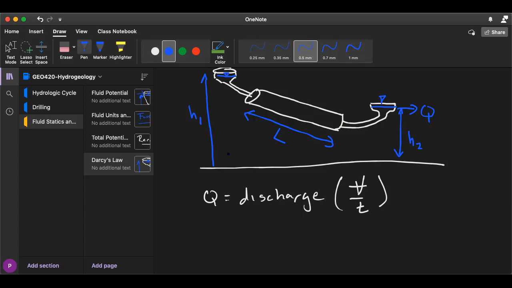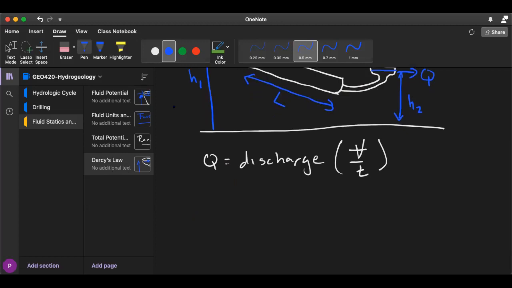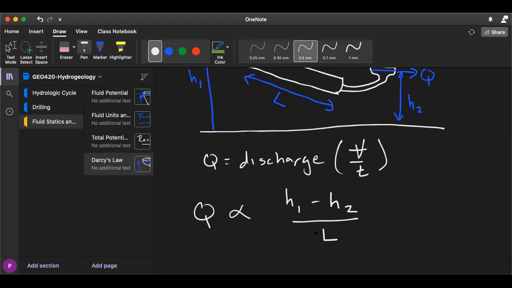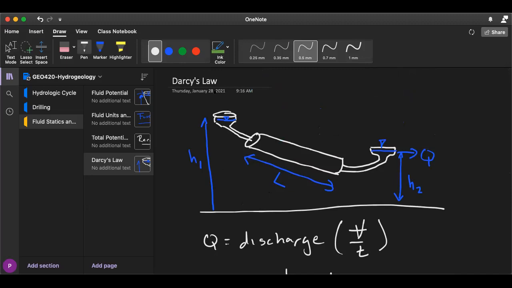All right, so what Darcy found was that the discharge was linearly related to the difference in height, so H1 minus H2, divided by the length of the column. All right, so what Darcy first noticed was that if he changed how much higher this input column was, so if he moved this water level up here, he would get higher discharge. If he moved this thing down, he would get lower discharge.